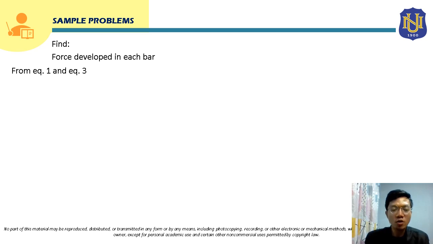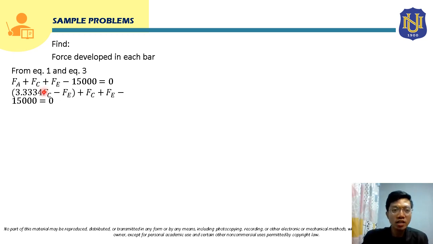So class, from equation 1 and equation 3. This is equation 1, right? And equation 3 is FA equals 3.3334 FC minus FE. We can substitute that here in this FA. So this will become 3.3334 FC minus FE plus FC plus FE minus 15,000 equals 0. Here, class, this negative FE and positive FE will be cancelled, so we can directly solve for FC.